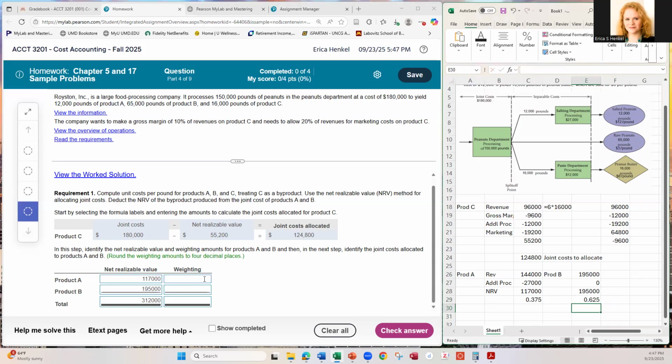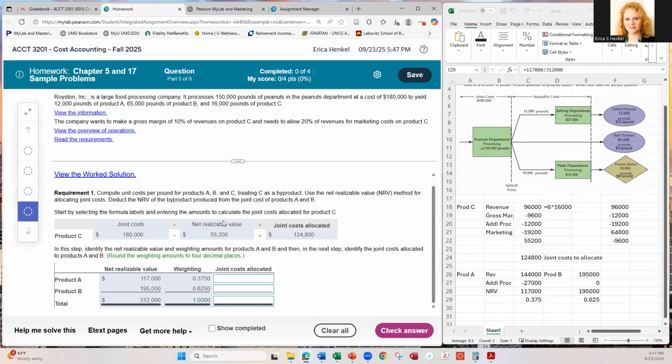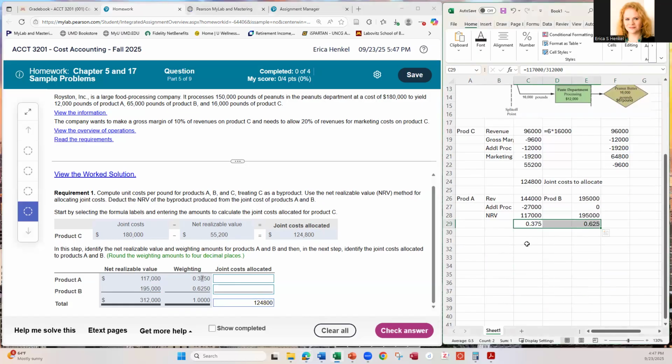Okay, and then we're rounding to 4 decimal places. So 0.375, 0.625. I highlight those, they add up to 1, so I'm good. Then in terms of joint costs, the 124,800 is going to be our total. Taking that and multiplying it times each of those weights.